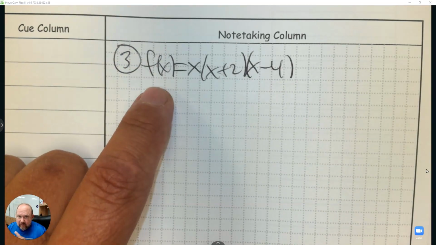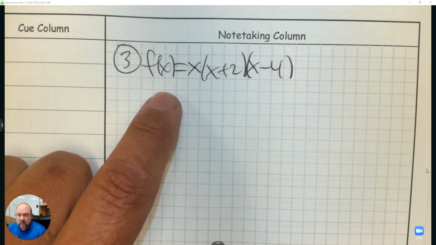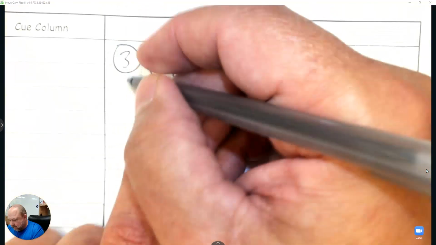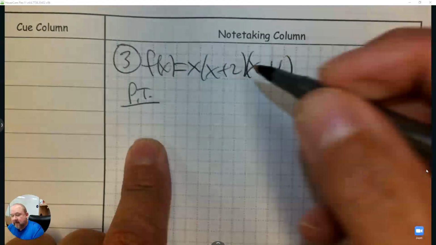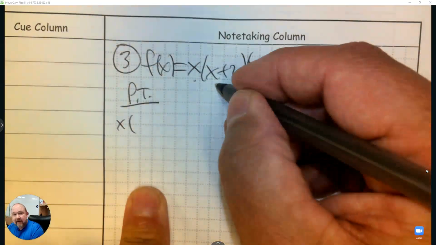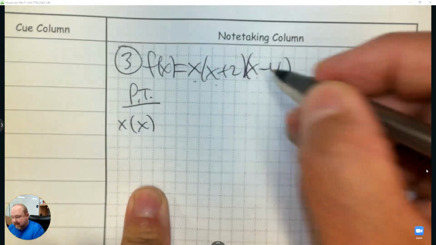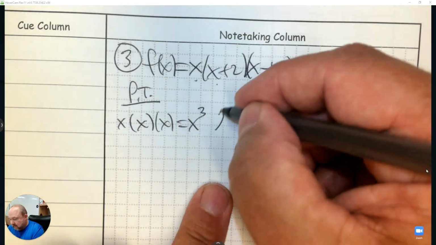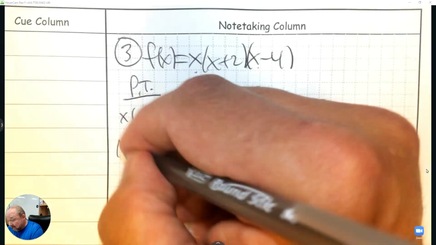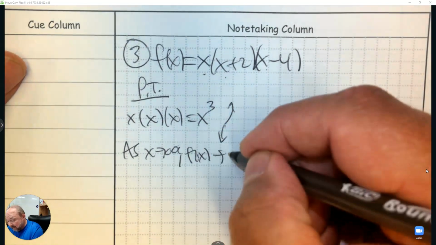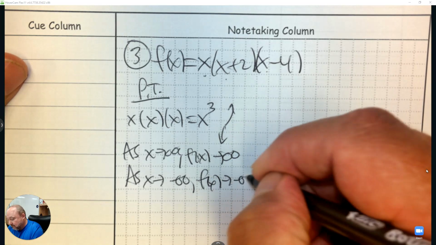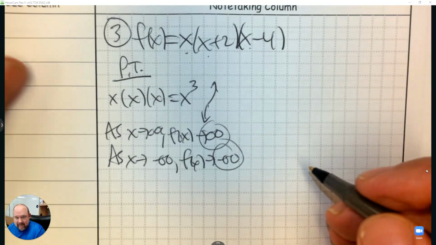All right, are you ready to try this first? All right, well then let's do it together. So first the power term. So we have x times x times x. So if I put that together, it's a positive x cubed power term. So I know it goes up to the right and down to the left. I can write that. So as x approaches infinity, the right end goes to infinity. As x goes to -infinity, the left end goes down. So I know the direction of the ends.